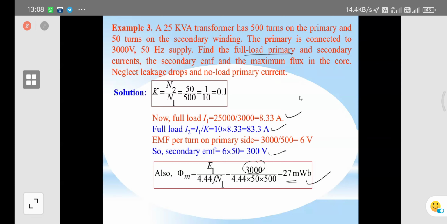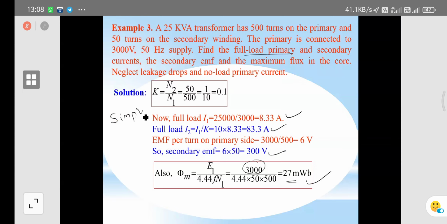How many people got this? Is it 27? The flux is not 0.02. I think this phi m was not found by some people. So it is 27 milliwebers. These are all simple problems.